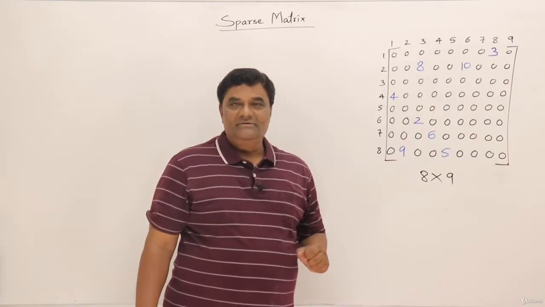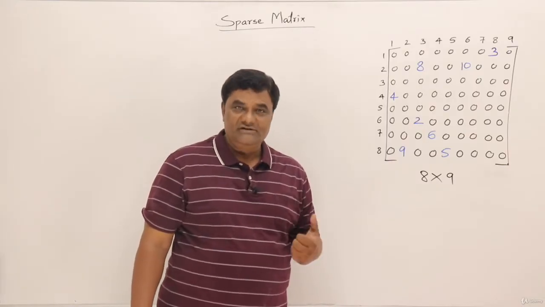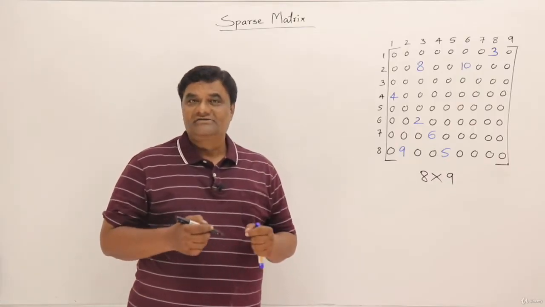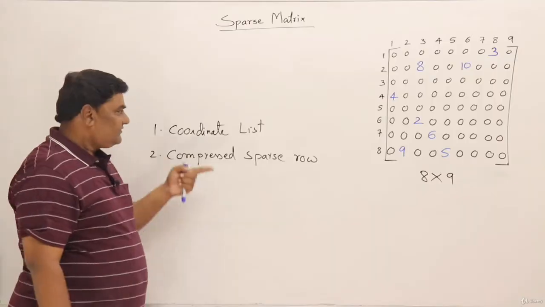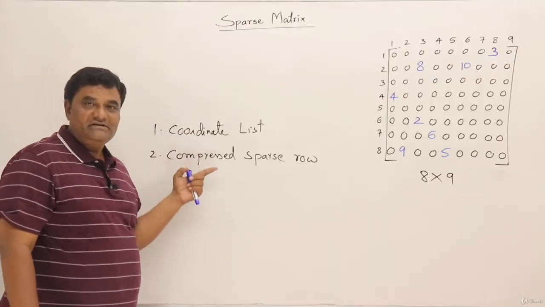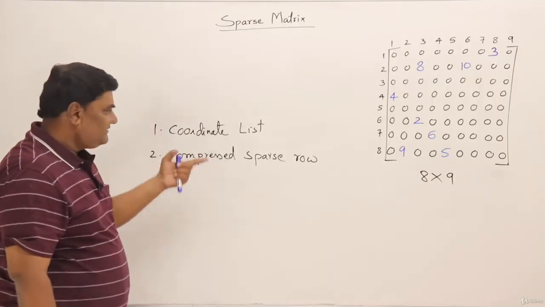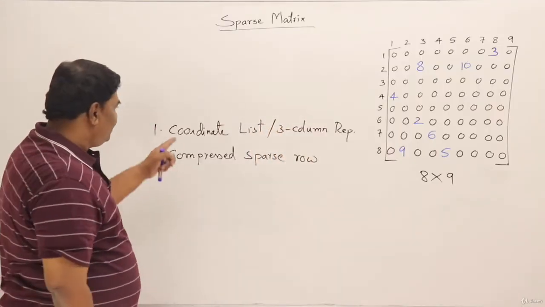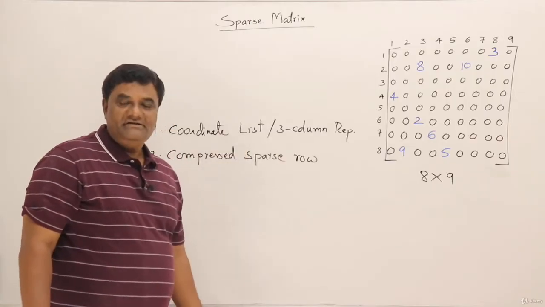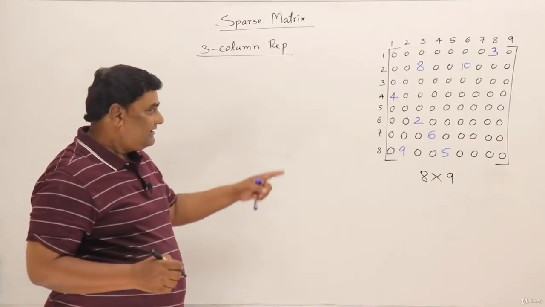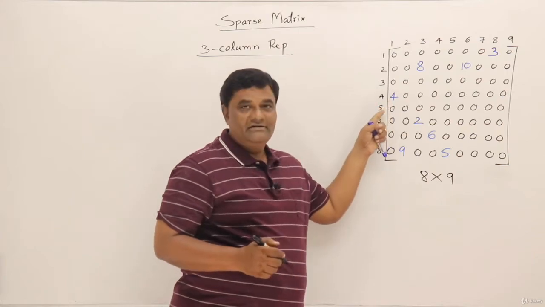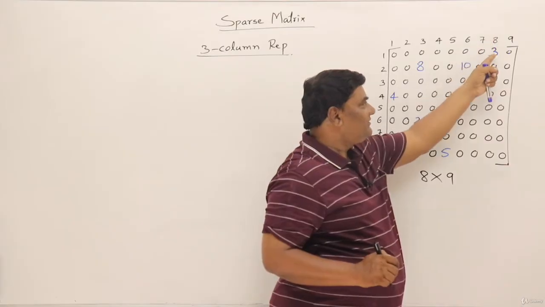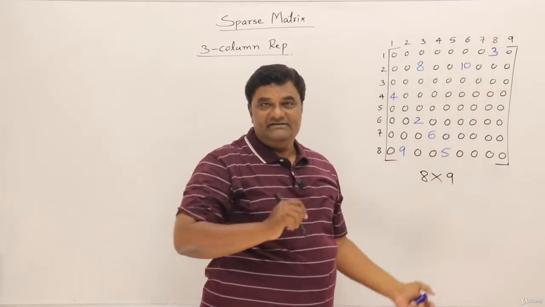For storing non-zero elements, there are more than one approach available. One method is coordinate list and the second one is compressed sparse row. So these are two representations. The coordinate list is also called the 3-column representation. First we will see coordinate list or 3-column representation. For every non-zero element, we need three things. First is its row number, second is column number and the element itself.